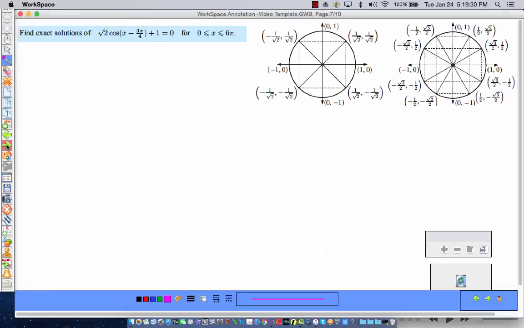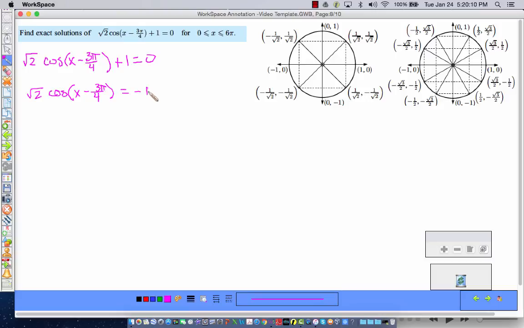All right, let's have a look at this. Okay, find exact solutions of √2 cosine of x minus 3 pi over 4 plus 1 equals 0, for x from 0 to 6 pi. All right, so let me go ahead and rewrite that. Square root 2 cosine of x minus 3 pi over 4 plus 1 equals 0. I want to subtract 1 from both sides.